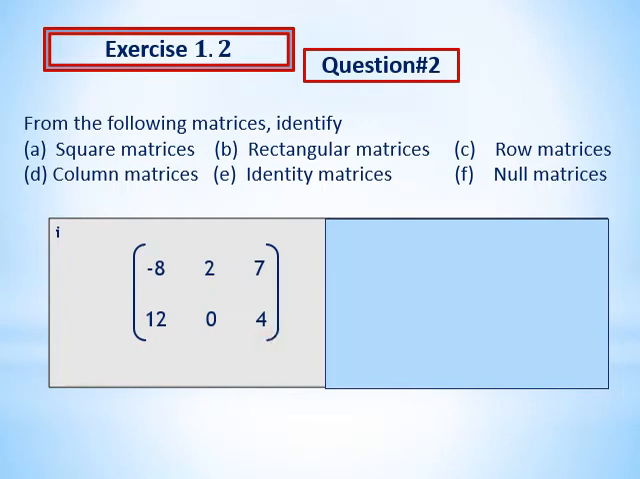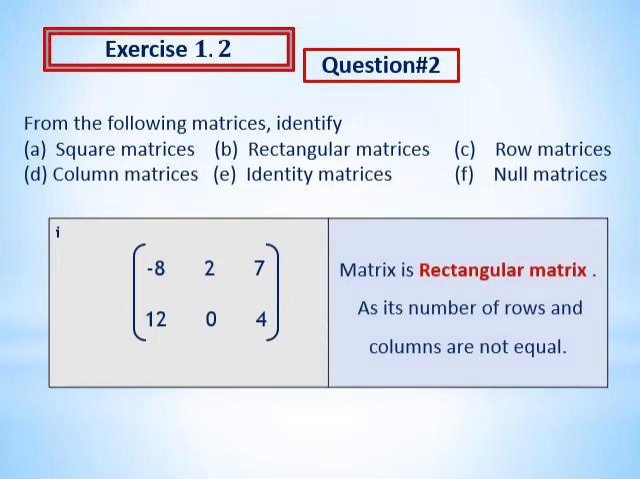It has 2 rows, so this is not a row matrix. It has 3 columns, so this is not a column matrix. Also this is not a square matrix, as square matrices are those in which the number of rows is equal to the number of columns. So this is not a square matrix. Identity matrices should be square matrices, so this is not an identity matrix. A null matrix is a matrix in which all entries are 0, so this is not a null matrix.